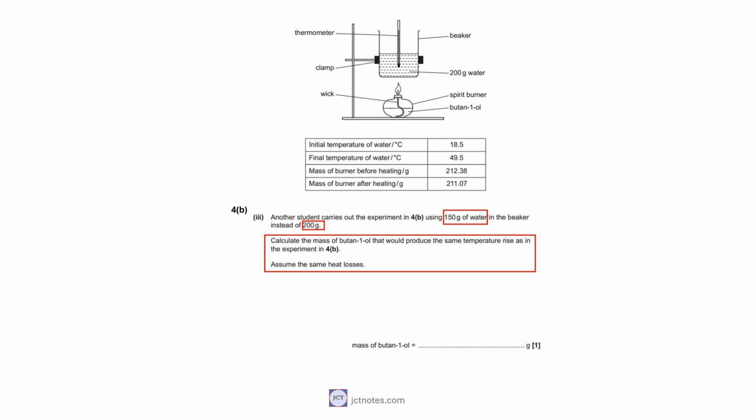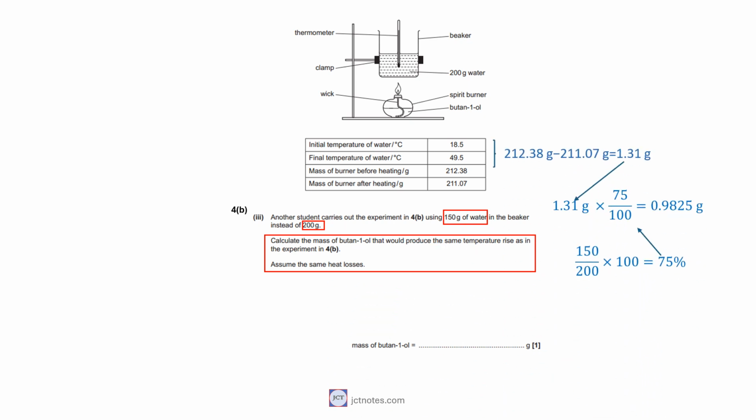As the amount of water has been reduced by 25%, the amount of butan-1-ol should be 75% of the initial quantity. The 75% of 1.31 grams is 0.9825 grams. Rounded to 2 decimal places, it is 0.98 grams.